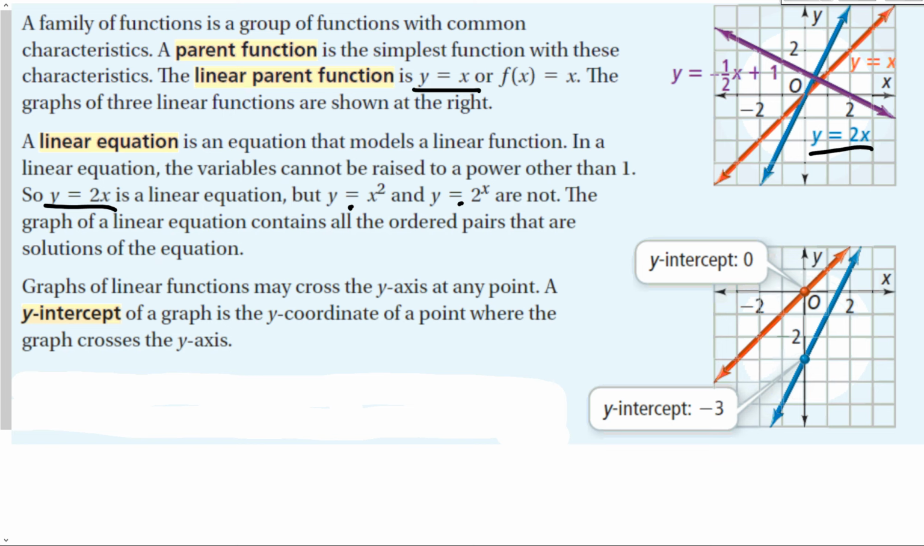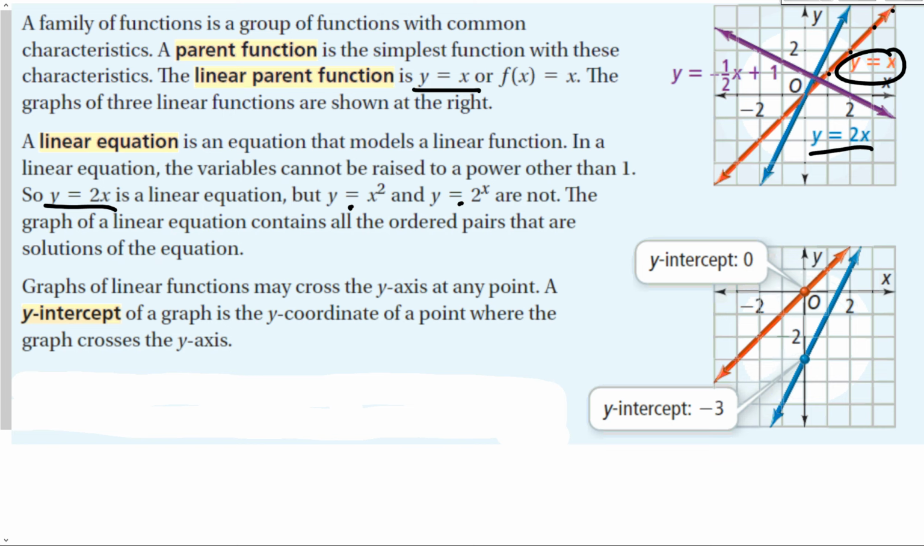The graph of a linear equation consists of all ordered pairs that are solutions to the equation. So every point on this line, (1, 1), (2, 2), (3, 3), (4, 4), those are all solutions to this linear equation, y is equal to x.